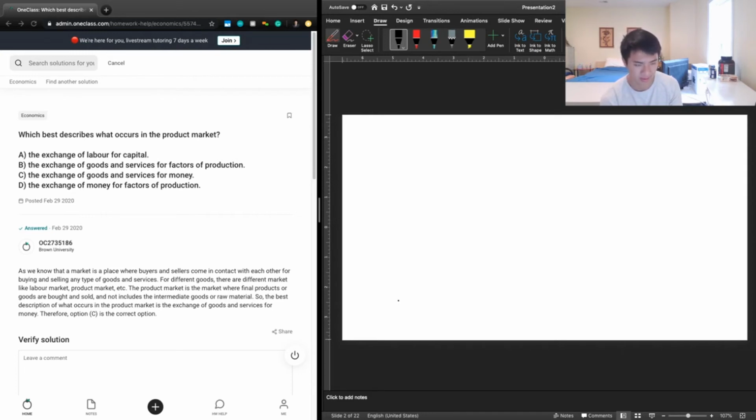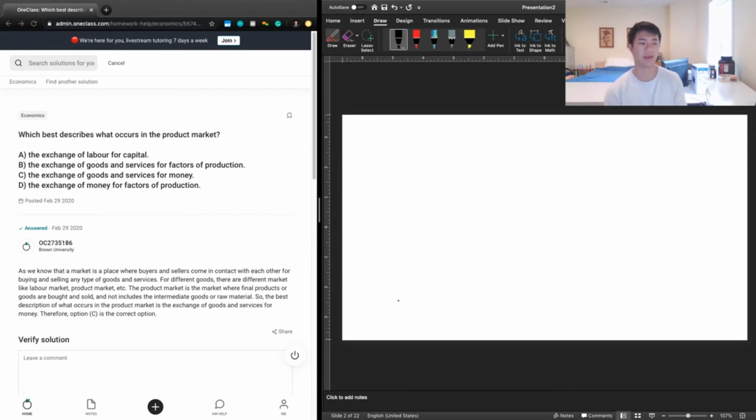Then D says the exchange of money for factors of production. Again, this is very similar to B in terms of describing the relationship between suppliers and vendors, not between final sellers and consumers. So we're not going to pick D as well. C is going to be the right answer here. The exchange of goods and services for money is what best describes what occurs in the product market.